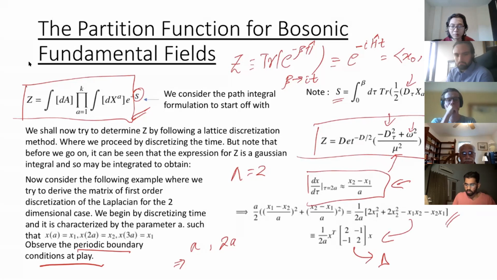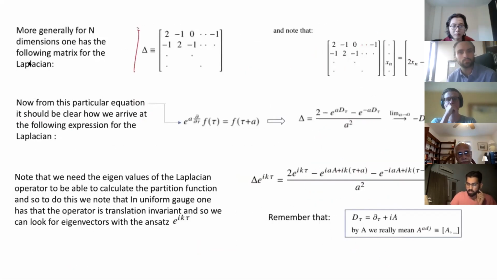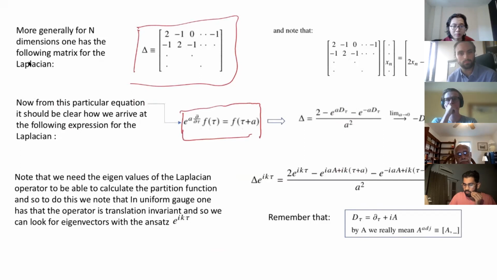Now note that over here, we've only considered a 2 cross 2 matrix, but more generally, we have this particular form for the matrix. And this is just straightforward algebra in going from here to here. Now note that using this particular property, which basically follows by considering the Taylor series expansion of the exponentials, we note that the Laplacian takes this particular form.